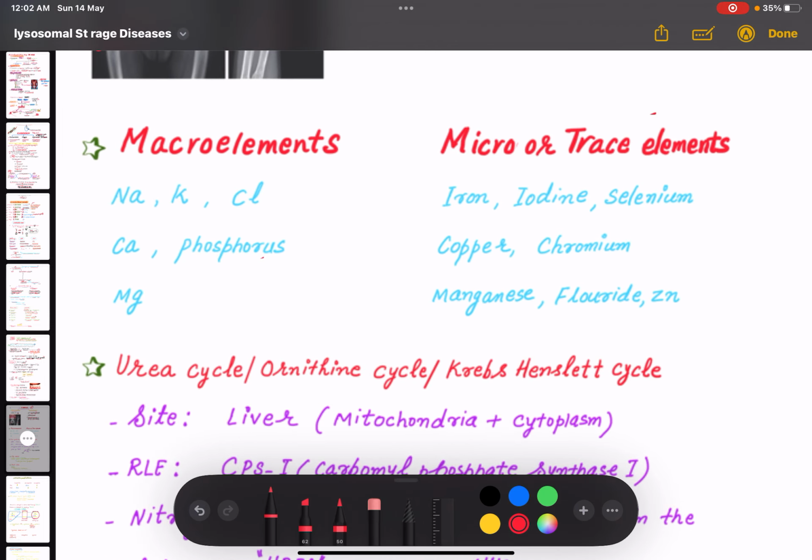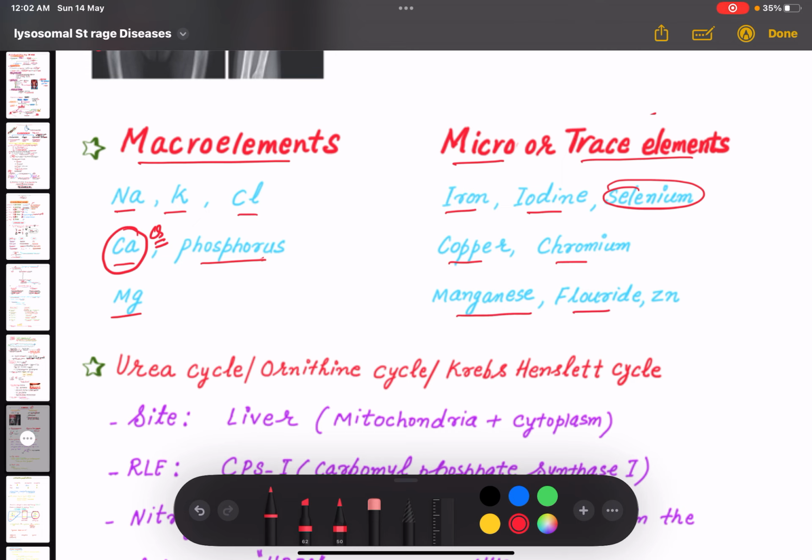Also remember some elements, like macro elements and micro elements, which are also known as trace elements. In macro elements, you will get sodium, potassium, chloride, calcium, phosphorus, and magnesium. This question came in the FMGE exam 2 times. So remember that calcium is a macro element, and in micro elements you are going to get iron, iodine, selenium, copper, chromium, manganese, fluoride, and zinc.